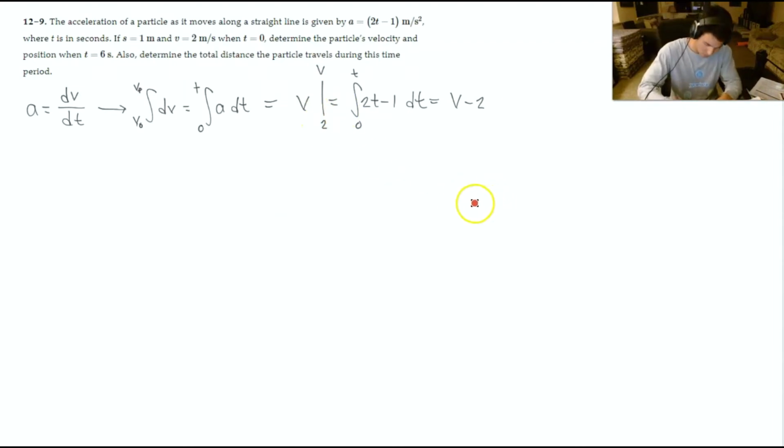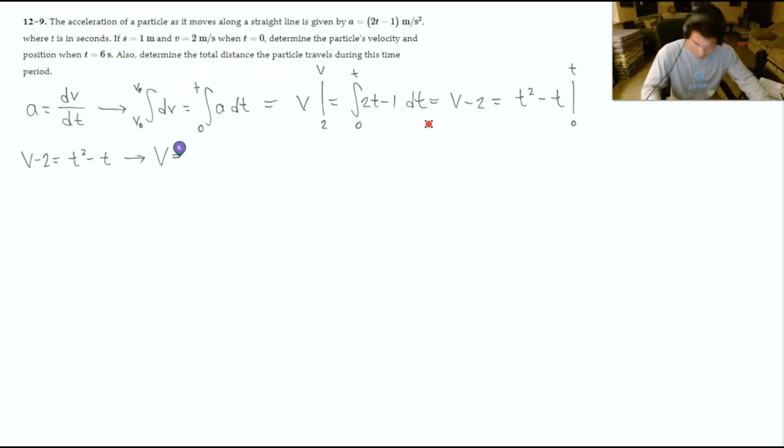And this is equal to t squared minus t, from 0 to t. So we get v minus 2 is equal to t squared minus t. Then our final velocity v is equal to t squared minus t plus 2. I don't have to solve for any initial conditions since I had bounds. That's a trick. I've seen a few people trying to solve for initial conditions. You can do that, but this is just a faster way.